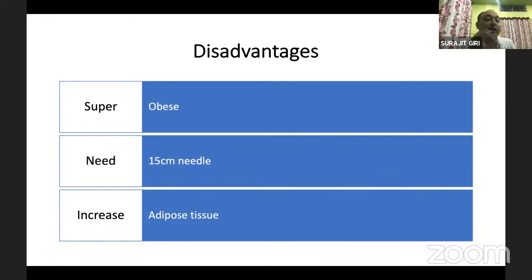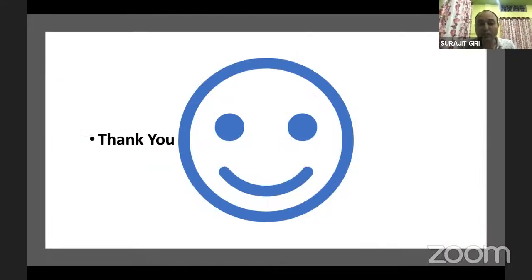So you have to use the 15 centimeter needle in those patients. Otherwise, I have not found any disadvantage at all. So this is one of the simplest techniques, and even a novice who has just started his practice can practice this technique for the sciatic nerve.